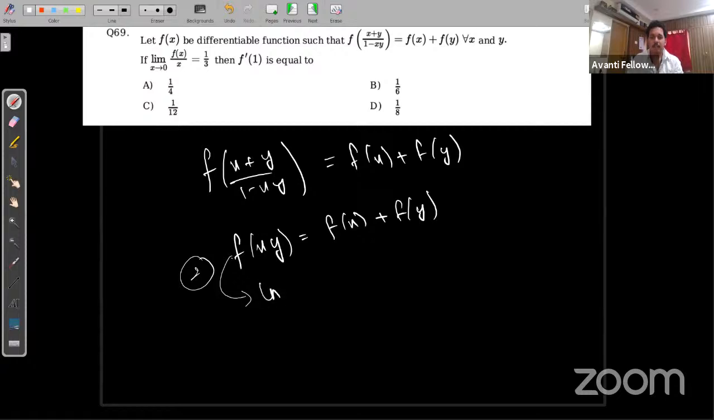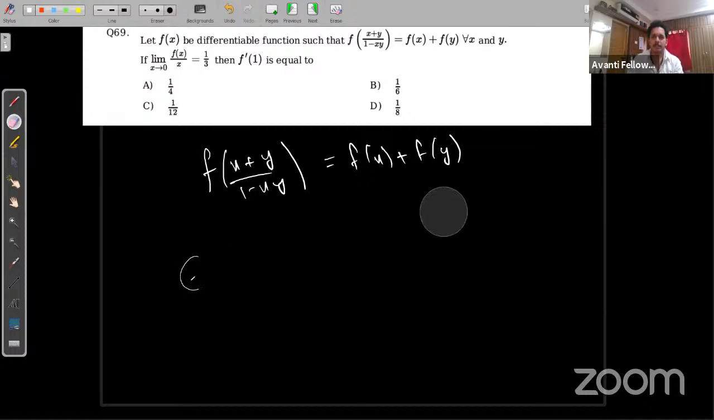If you have ln of xy is equal to ln x plus ln y, you can happily take your f of x as ln x, any function, as long as it satisfies the given relation. That is very important. Now similarly, what can I take for the relation f of x plus f of y is equal to f of (x plus y) by (1 minus xy)? It is more or less looking like the tan inverse x plus tan inverse y formula.